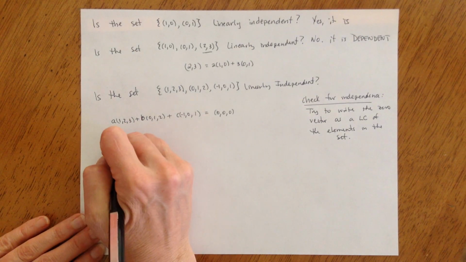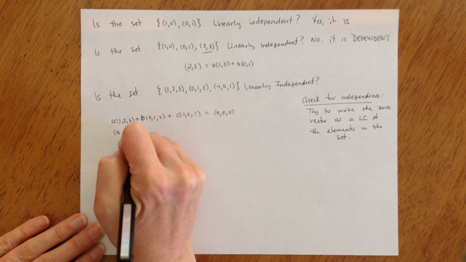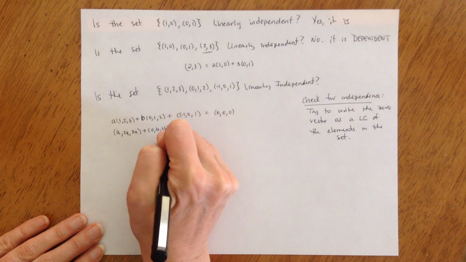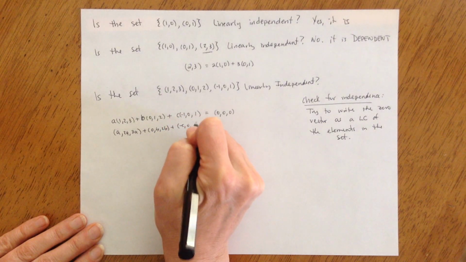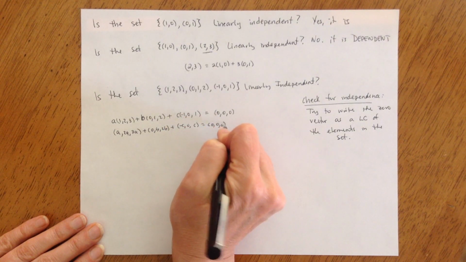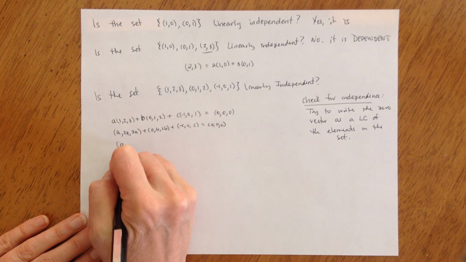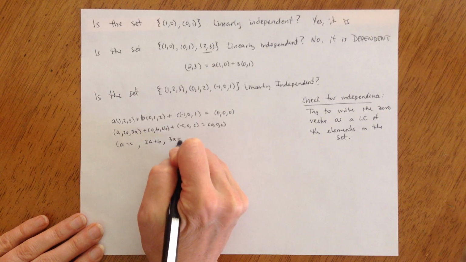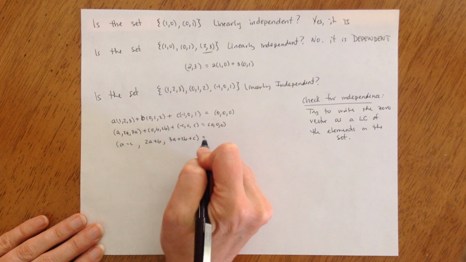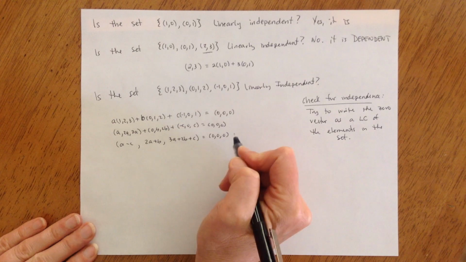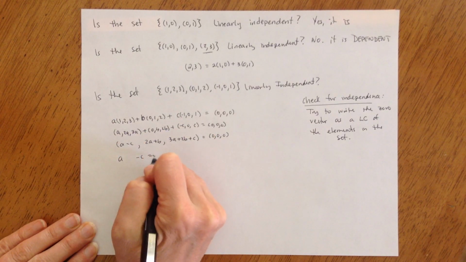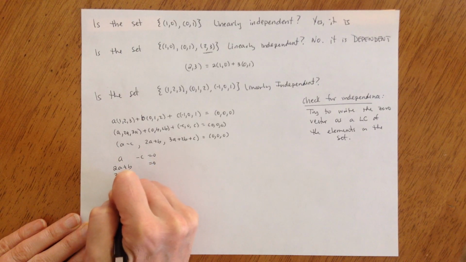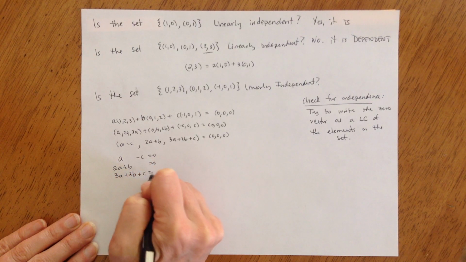So here you'd have (A, 2A, 3A) plus (0, B, 2B) plus (-C, 0, C) equals (0, 0, 0). So you'd have the vector (A minus C, 2A plus B, 3A plus 2B plus C) equals (0, 0, 0). And so you'd have A minus C equals 0, 2A plus B equals 0, and 3A plus 2B plus C equals 0.